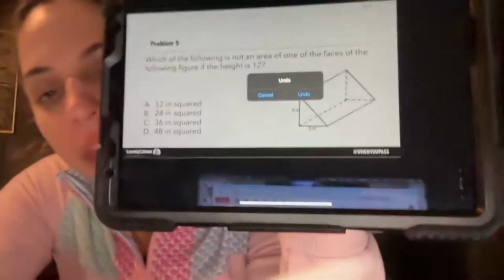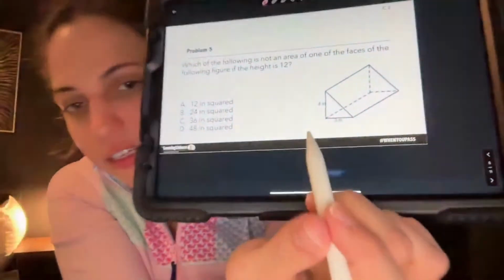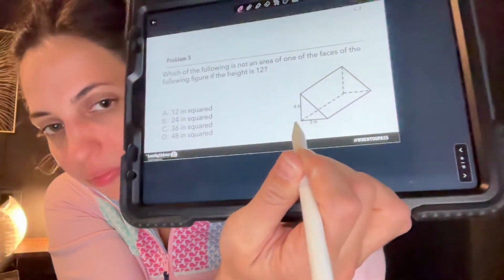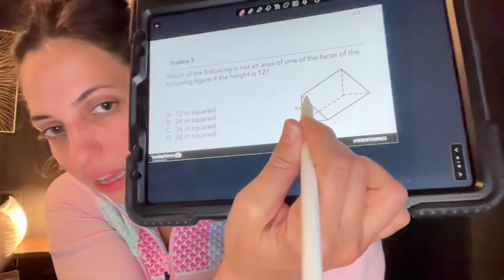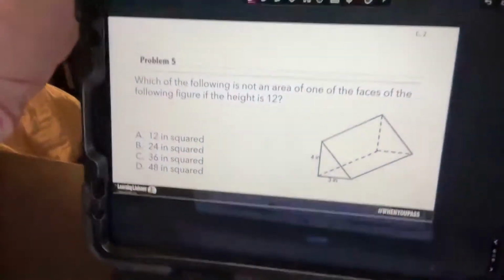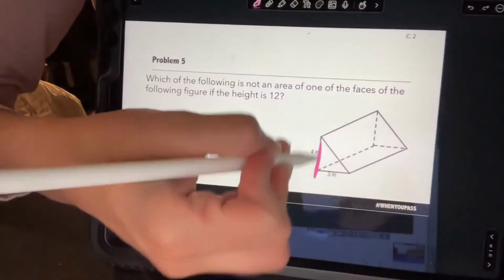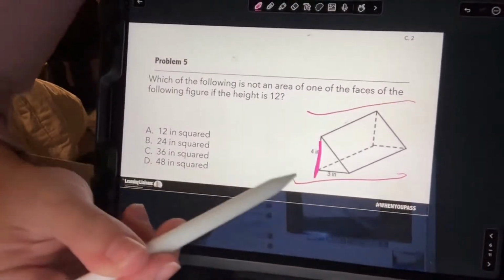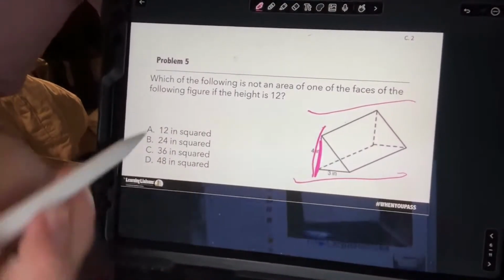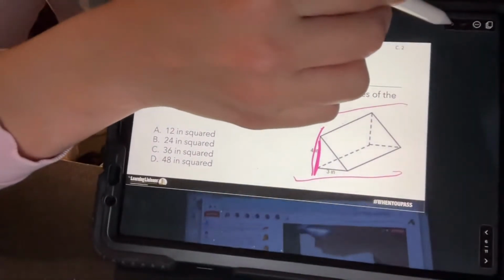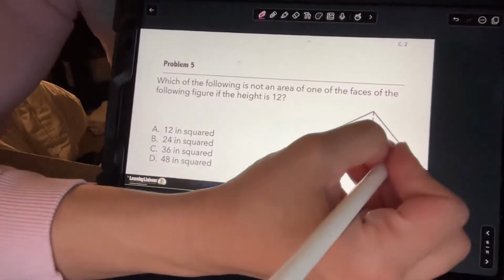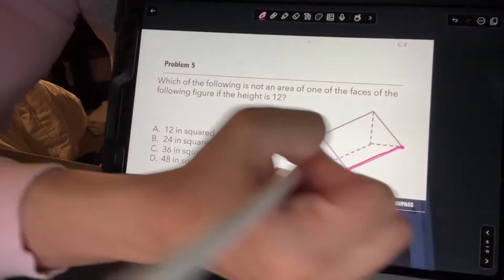People assume that this right here is the height, and I am having such a hard time writing upside down. People assume that this right here is the height because it looks like this is the ground and this is the sky, and height measures that. But in a prism, that is not the height. The height is the distance between the two identical bases.